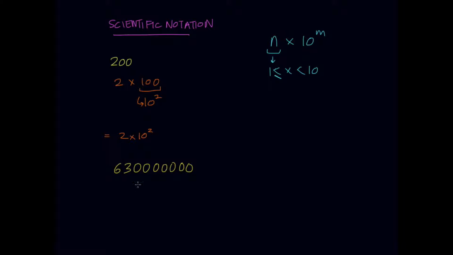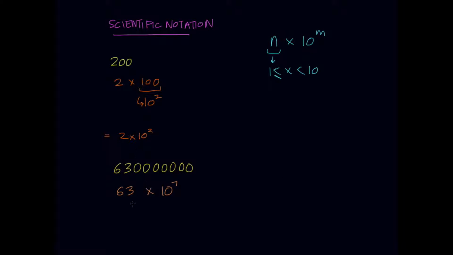Now, this can be written as 63 times 10 to the, and then you just count the zeros. You have 1, 2, 3, 4, 5, 6, 7 zeros. So 63 times 10 to the 7 is this number. But if you notice here, 63 is not less than 10. 63 is much bigger than the value that n can be, so it doesn't fit our range.